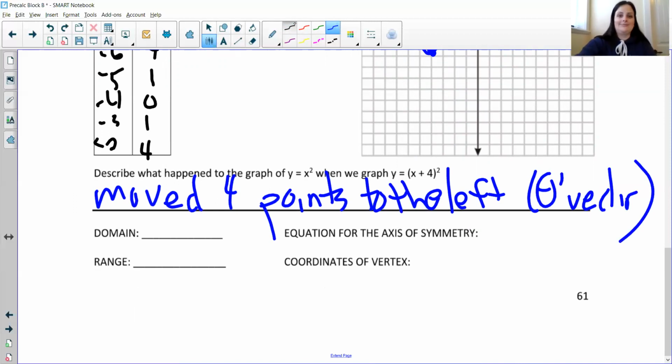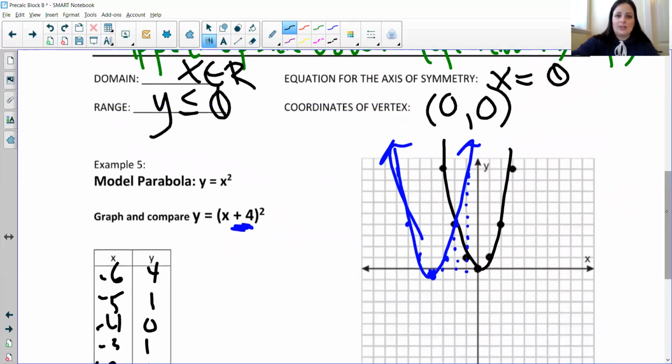The domain, hopefully we're getting this now, is all real numbers. That double stick in the R if you want. The range, so the y is still opening up, it still has a minimum value, so y has to be greater than or equal to 0. What has changed is the axis of symmetry. So the axis of symmetry was here, but now it's here.